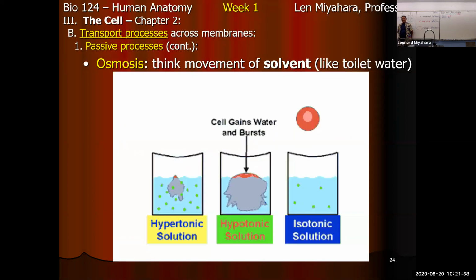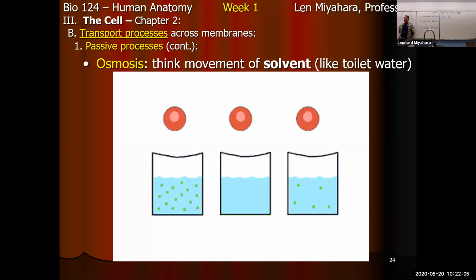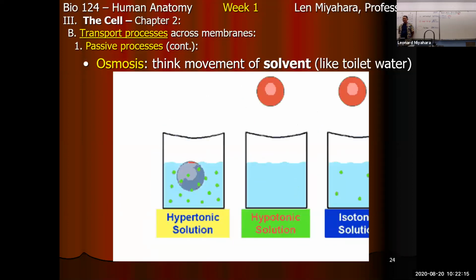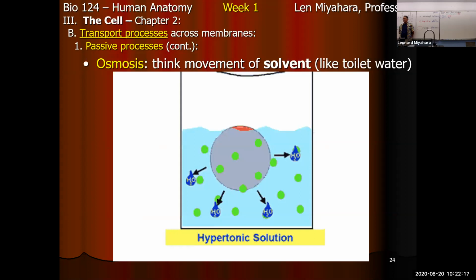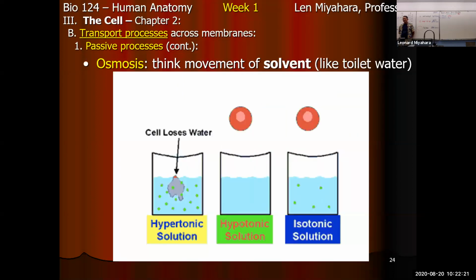If you put a cell in isotonic solution, water is moving, but water in equals water out, and the cell remains the same. In hypertonic solution, there's more salt in the jar. Water follows it out, and the cell crenates because of loss of water.